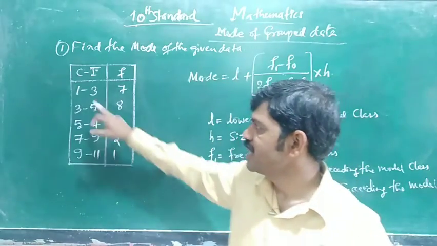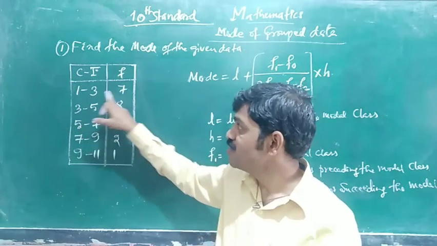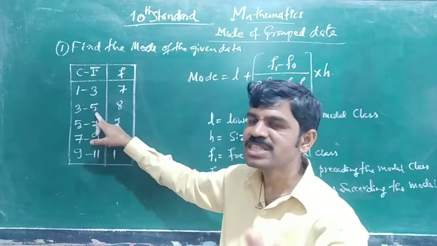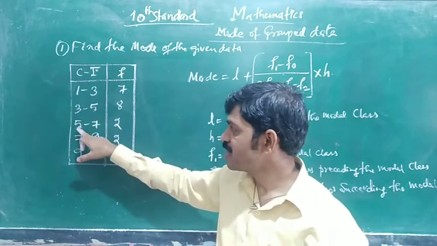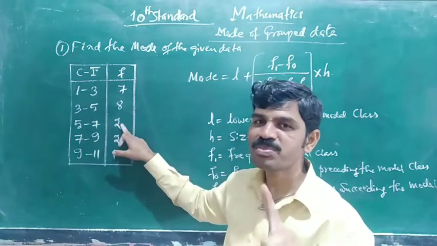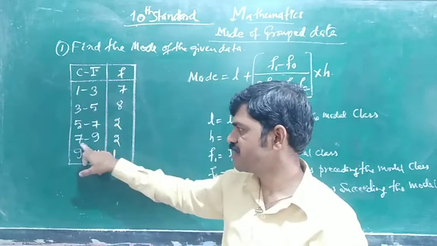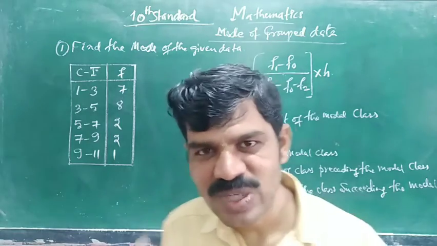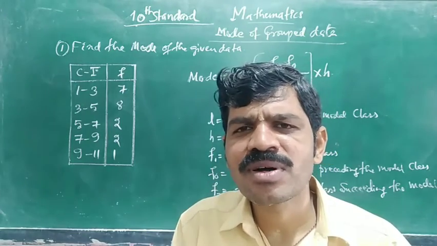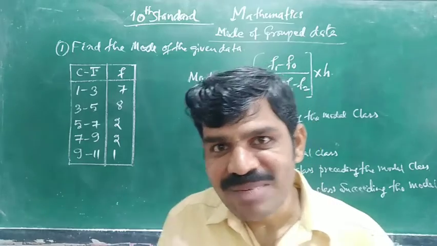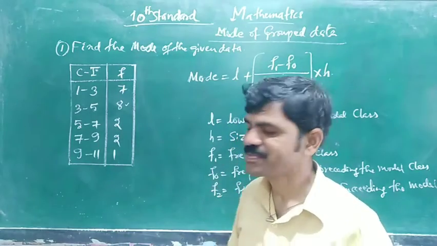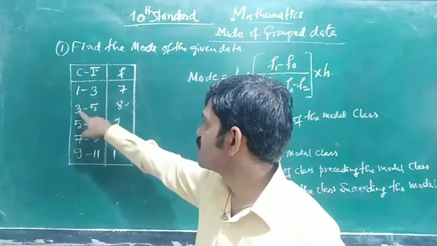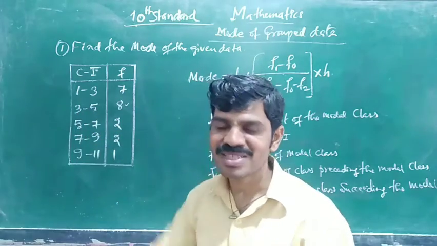I mean, there is one number in between 1 and 3 which is repeated 7 times. There is one number in between 3 and 5 which is repeated 8 times. There is one number in between 5 and 7 which is repeated 2 times. There is one number in between 7 and 9 which is repeated 2 times. There is one number in between 9 and 11 which is repeated 1 time. The maximum number which is repeated is 8. So that is the mode class interval.